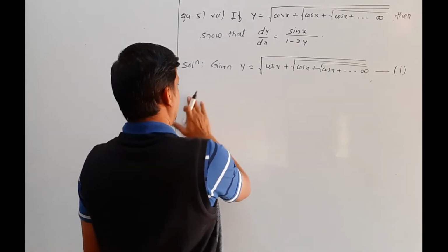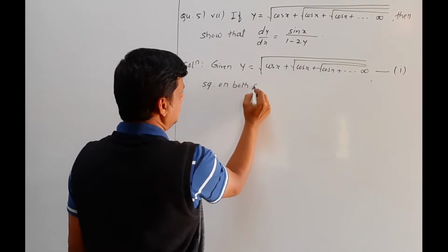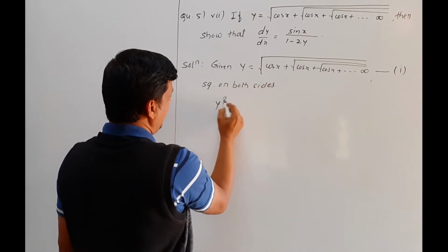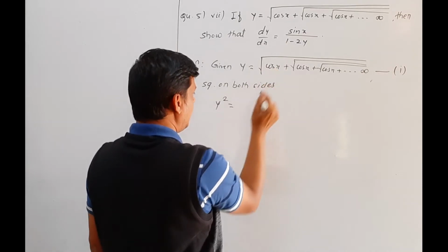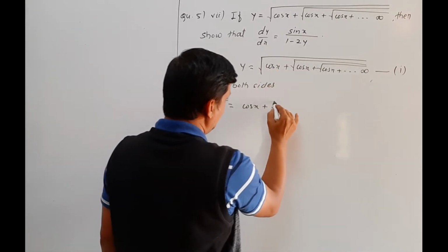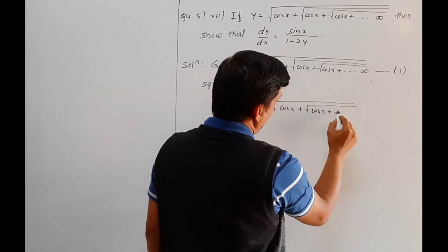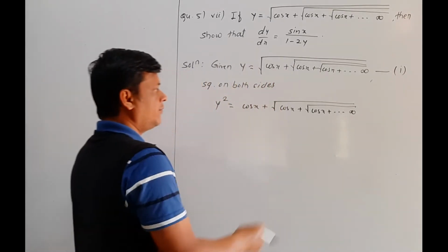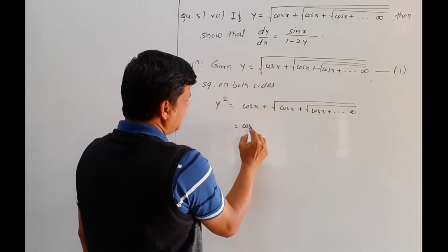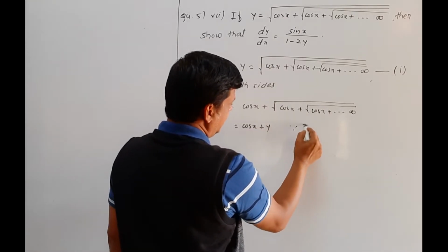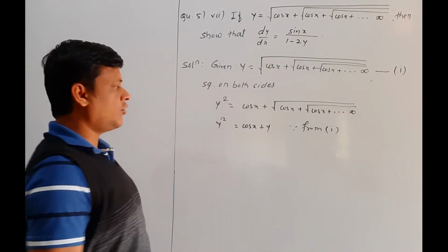So we square on both sides here. Right here, squaring on both sides. So in the left hand side we get y square, and in the right hand side this outer square root gets cancelled. So we write here cos x plus the square root of cos x plus the square root of cos x plus, so on up to infinity. Now if you observe, this is the value of y, so we write this as cos x plus y, and write here result from 1. So we get here y square equals cos x plus y.